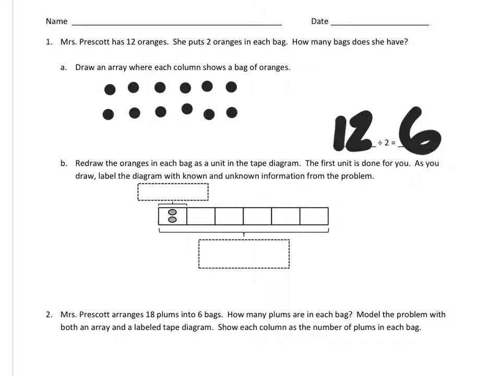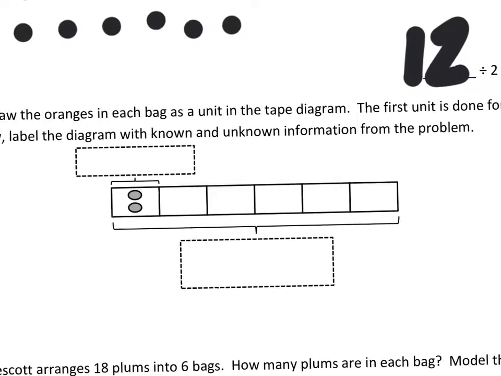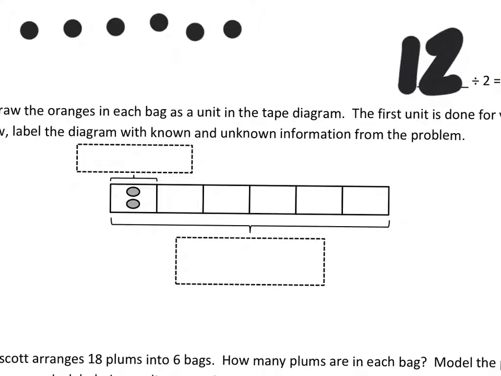So we're going to redraw the oranges in each bag as a unit in the tape diagram. The first one is done for us, so we can use that example to keep going. And it says, as we draw, we need to label the tape diagram with known and unknown information from the problem. So let's go ahead and just fill out our tape diagram. I'm going to make it a little bit bigger so I can write in it nicely. And I'm going to pick maybe the third to last pen size.